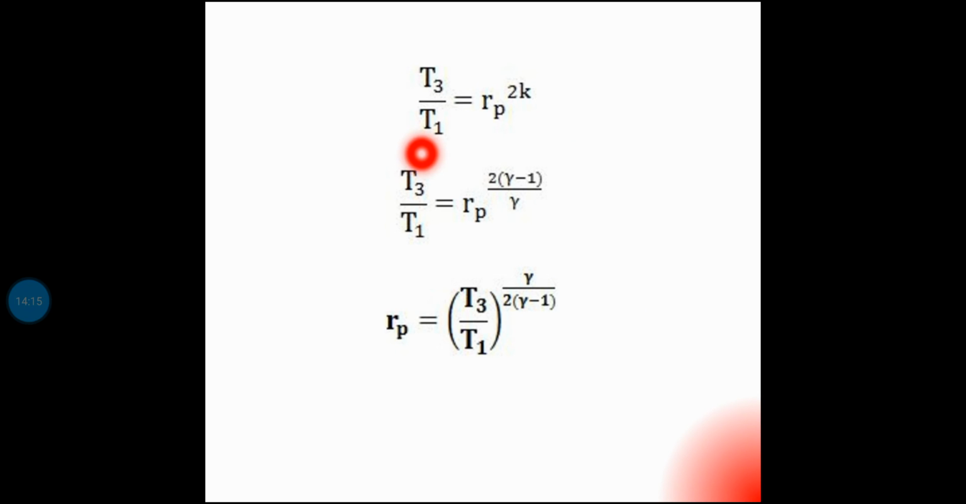Again rearranging and cancelling the common terms, we will get T3 by T1 is equal to Rp raised to 2K. Now substituting for K, we will get T3 by T1 is equal to Rp raised to 2 into (gamma minus 1) by gamma, or optimum pressure ratio Rp is equal to (T3 by T1) raised to gamma by 2 into (gamma minus 1). This is the pressure ratio which gives maximum specific work output.